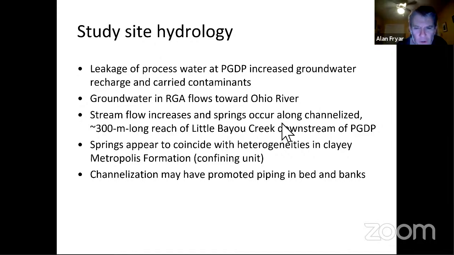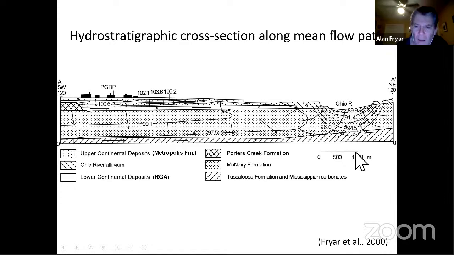So this is another hydrostratigraphic cross-section, but instead of the scale I showed previously, where it was like 300 kilometers long, this is less than that, probably 6 kilometers from the plant out to the Ohio River. And this white layer here is the main contaminated aquifer.